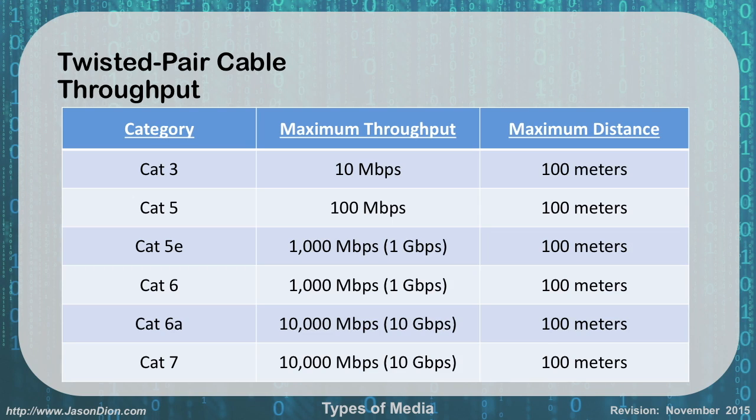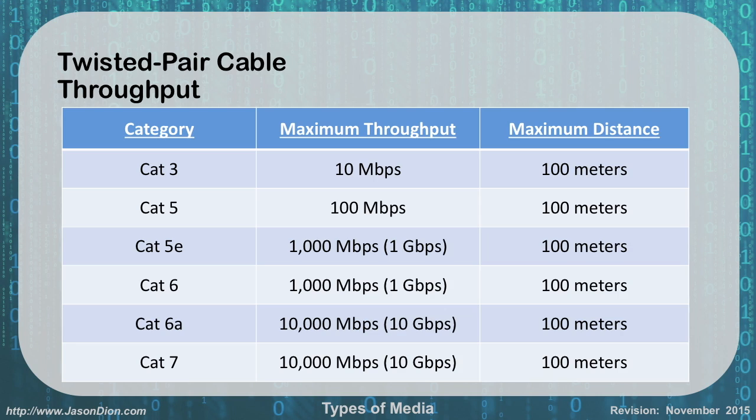So our twisted pair cable, the throughput that we actually have for these is based off of what standard it is. And again, that's based on the number of twists and the frequencies that are being used. If we use category 3, we're only talking about 10 megabits per second. Category 5, 100 megabits per second. Category 5e, it was the enhanced category 5, so it can go up to 1,000 megabits per second or 1 gigabit per second. Cat 6 also did 1,000. Cat 6a was an enhancement, and Cat 7, both of those do 10,000 or 10 gigabits per second.